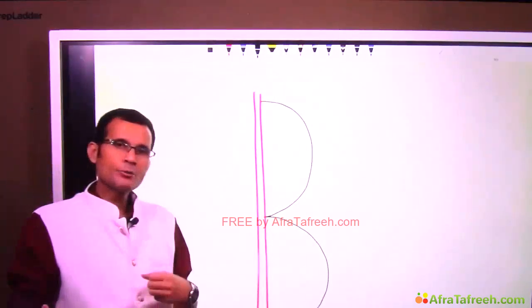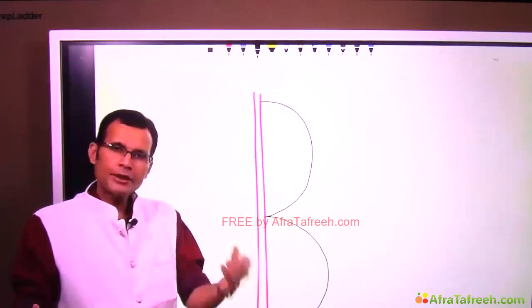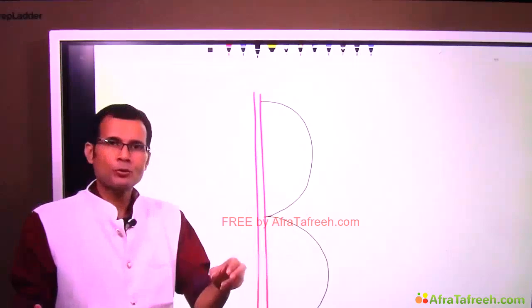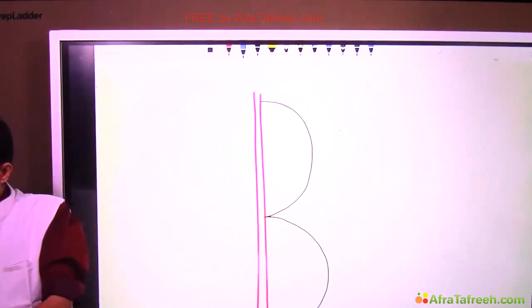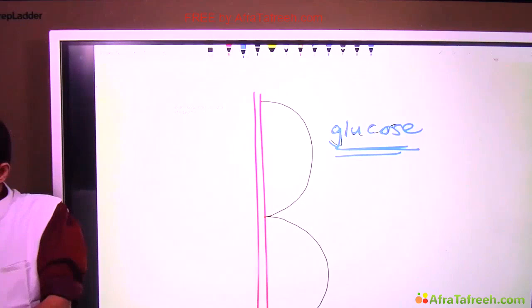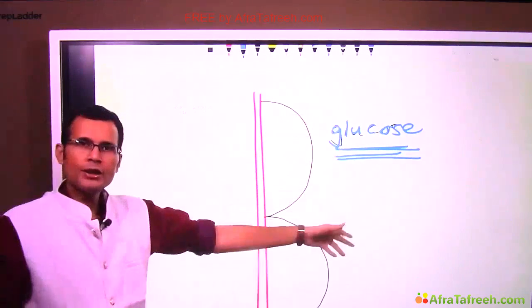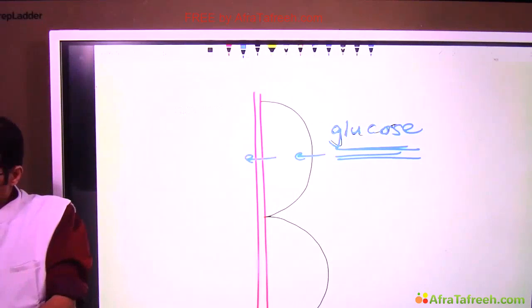If it's a digestive tract, we call it absorption of glucose. If it's a kidney, then we call it reabsorption of glucose. However, it is happening like this. Glucose is in the lumen of the GIT or kidney, and it is going to be absorbed into the bloodstream.